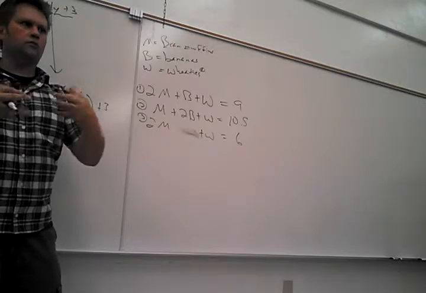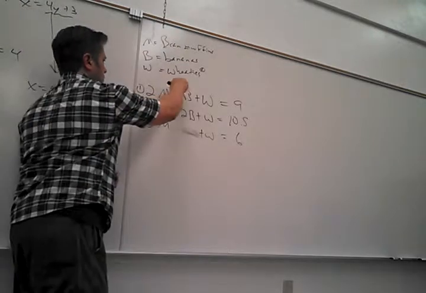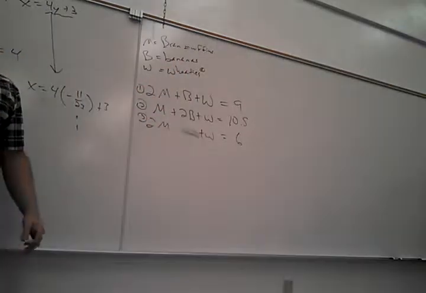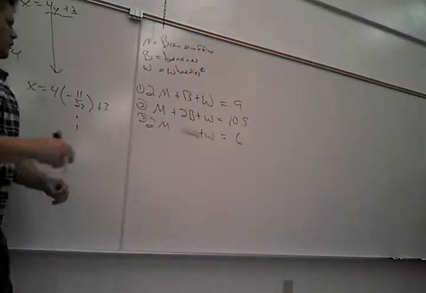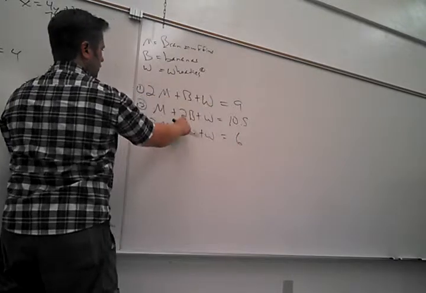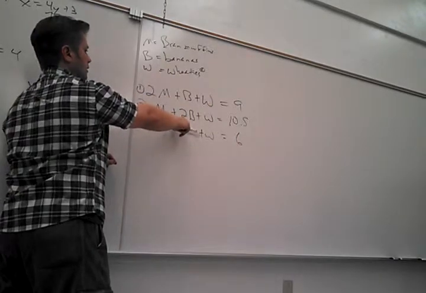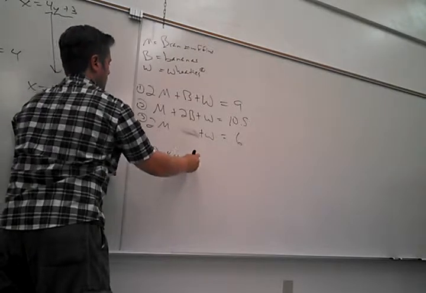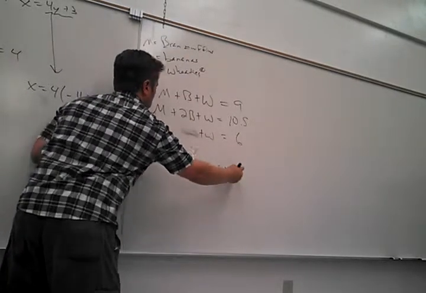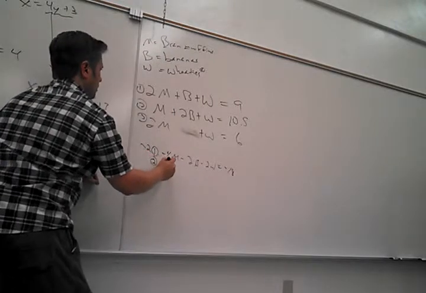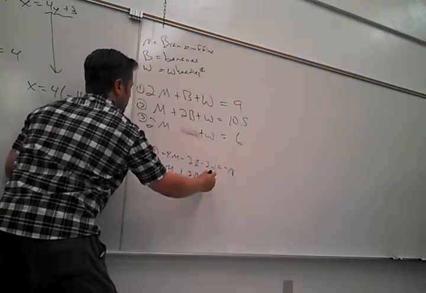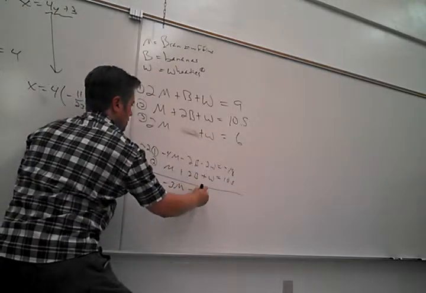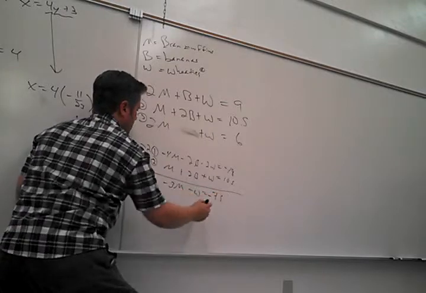It should shorten your work. So now between these 2, I can kill the B, and with this one I can kill the M or the W. Is that cool? So what would I do to 1 to kill the M? Multiply by negative 2. Negative 2 times 1 is negative 4M, negative 2W, negative 2B. 2 is M plus 2B plus W equals 10.5. Add these together, I get negative 3M minus W equals negative 7.5.